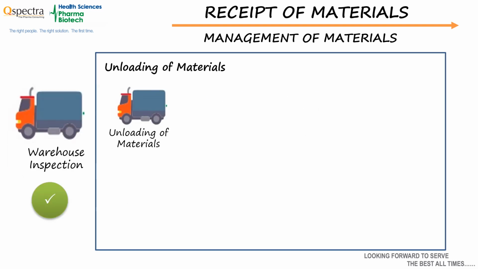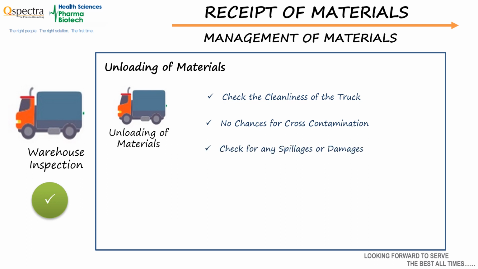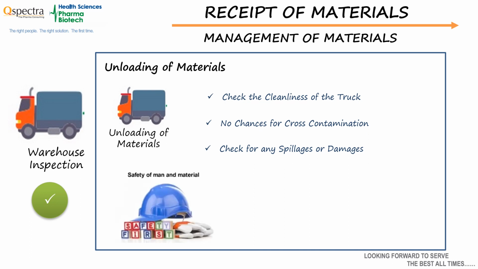Unloading of materials. Is the cleanliness of the vehicle found satisfactory? Any spillages observed in the vehicle? No chances of cross-contamination. Check if any other company materials are transported along with your materials. Check for any spillages or damages. Take safety precautions while handling the materials.